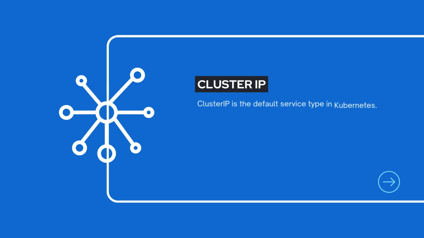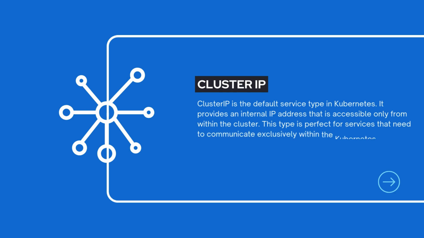ClusterIP is the default service type in Kubernetes. It provides an internal IP address that is accessible only from within the cluster. This type is perfect for services that need to communicate exclusively within the cluster.